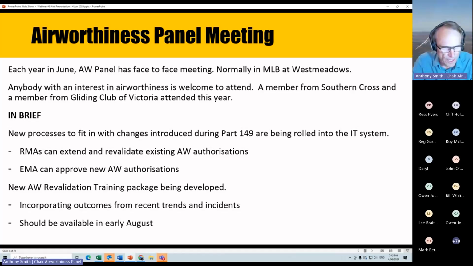Also coming out of it, we have a new revalidation package being developed. It's going to incorporate some of the outcomes from the recent trends and incidents that we've noticed along the way. This package is being developed now, and we're going to be reviewing it in July, and it should be available in early August. That's so that we don't have people getting bored by having the same package being delivered year in, year out. The package is a live event, and we'll be changing it every couple of years.